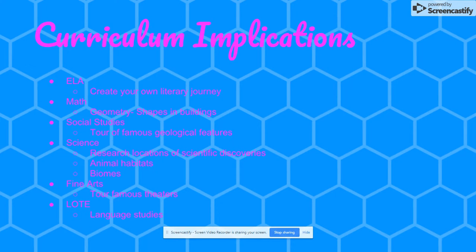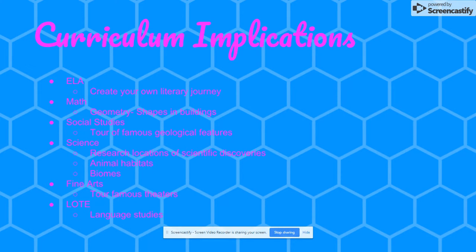The curriculum implications, which I've already slightly touched on for English: create your own literary journey. The kids could create a Google tour, and then they would have to write a piece that follows the journey that they created in their Google tour. In math, you could use it for students to research shapes in buildings. They would go through a tour, flip over to Street View, and look for those geometrical shapes in the buildings.